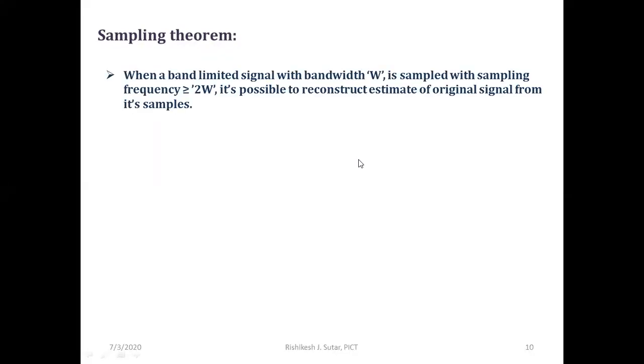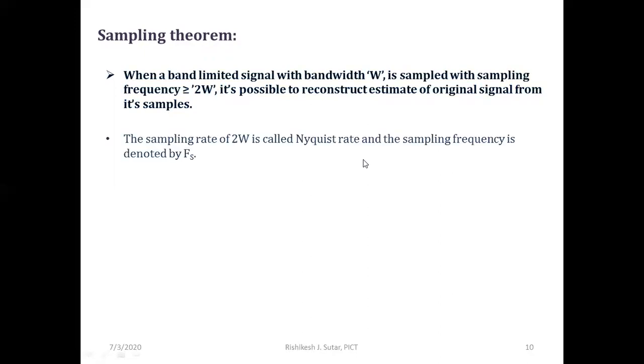When a band-limited signal with bandwidth W is sampled with sampling frequency greater than or equal to 2W, it's possible to reconstruct an estimate of the original signal from its samples. The sampling rate of 2W is called the Nyquist rate, and the sampling frequency is denoted by Fs. The Nyquist frequency is f sub n, that is Fs by 2.